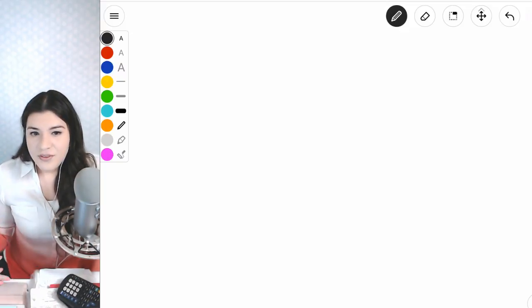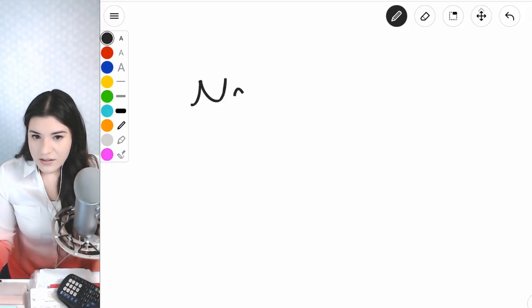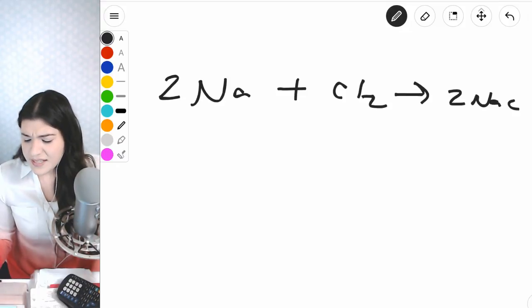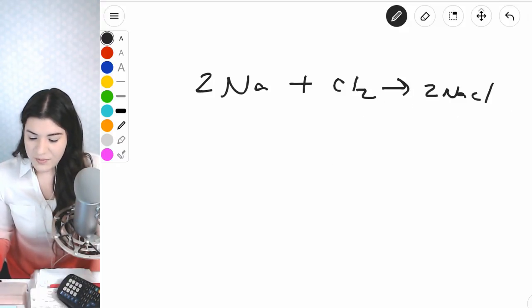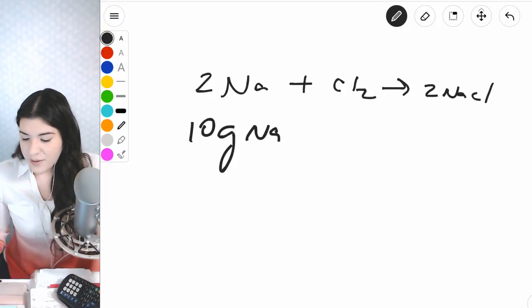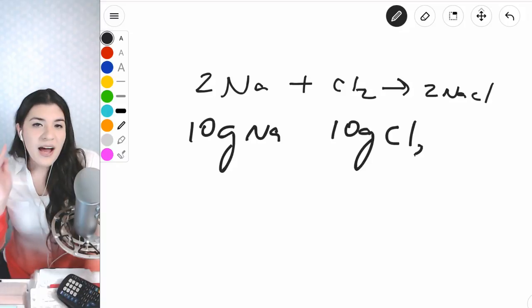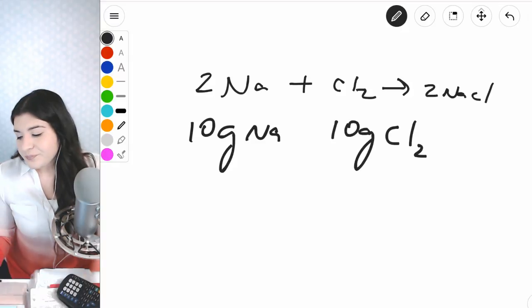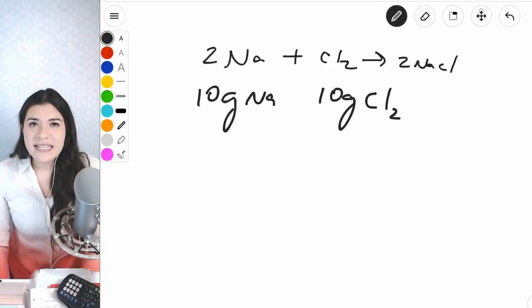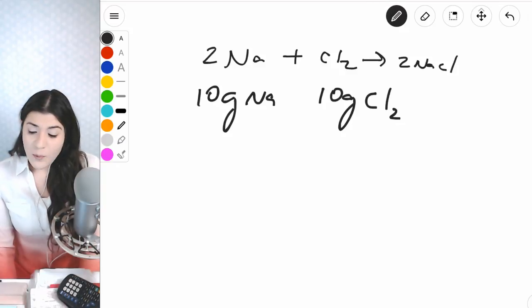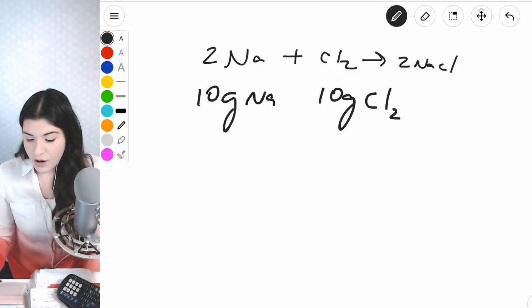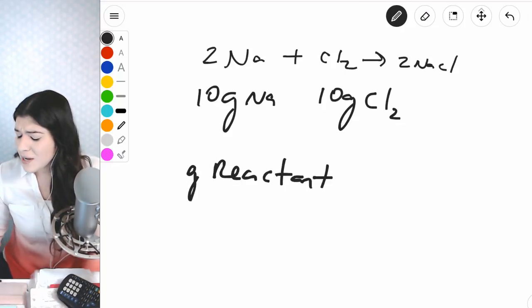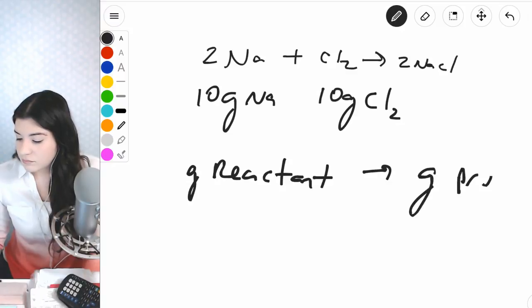Let's say I go with this example again. Let's say we had 10 grams of Na and 10 grams again of Cl2, and I'm asked to find my limiting reactant and my theoretical yield. You have to figure out what your limiting reactant is by using stoichiometry. I'm going to start from grams of each reactant and make my way to grams of product.